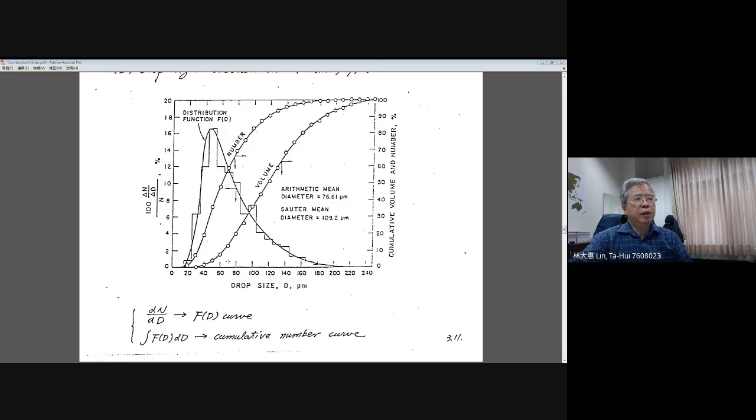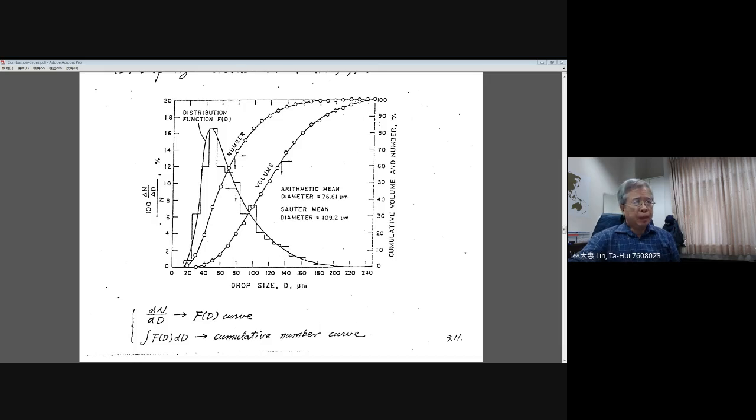Now when you read this data from the cumulative number curve, you can have this kind of reading. And if you move to 120 microns, then you will have a higher cumulative number ratio. You can read here around 85%. That means the droplet size less than 120 microns contains around 80% of the total droplets.